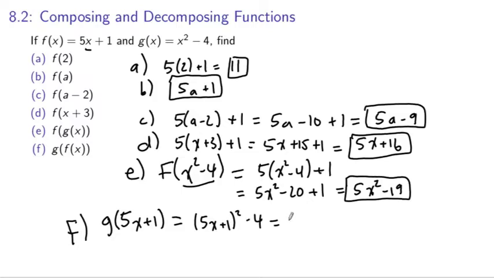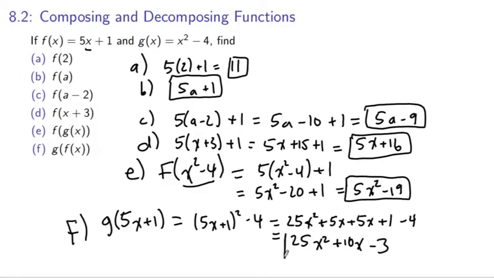(5x plus 1) squared is 25x squared plus 5x, 1 times 5x, plus 5x, 5x times 1, plus 1 times 1 is 1, minus 4. Gives us 25x squared plus 10x, 1 minus 4 is negative 3. And that is our composition. Notice that the answer to F and E is not the same. Okay, and that's important. The order matters when we're composing often.